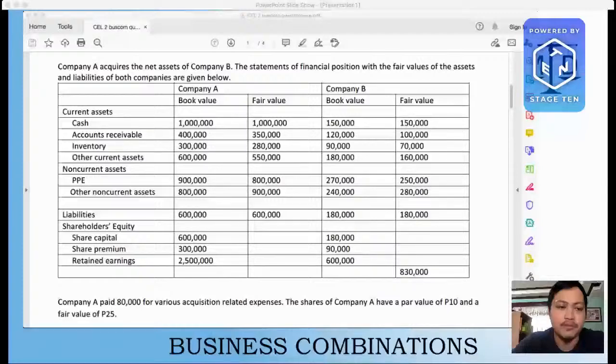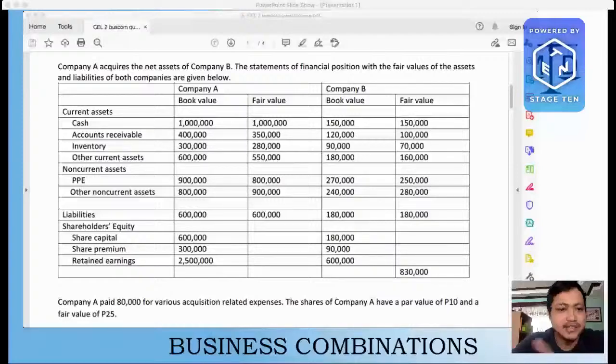And I also just like to remind you, as mentioned in the previous videos, class, even if it's very rare, it can happen that you will be asked, from the perspective of the acquiree, how much is the gain or loss from the business combination on the part of the acquiree. But again, essentially the same concept.